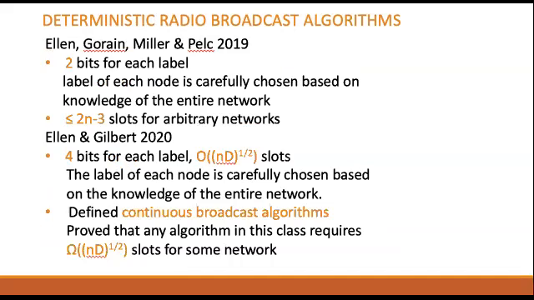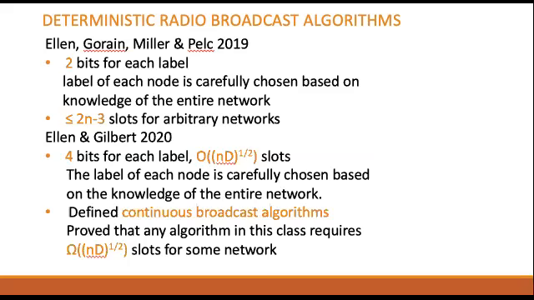This year, Gilbert and I gave a deterministic radio broadcast algorithm using 4 bits for each label, which completes within O of square root of nd slots, which is faster when d is little o of n. Then we defined the class of continuous broadcast algorithms, which includes both of these algorithms. And we proved that any algorithm in this class requires omega of square root of nd slots for some network. In other words, our algorithm is optimal in this class.